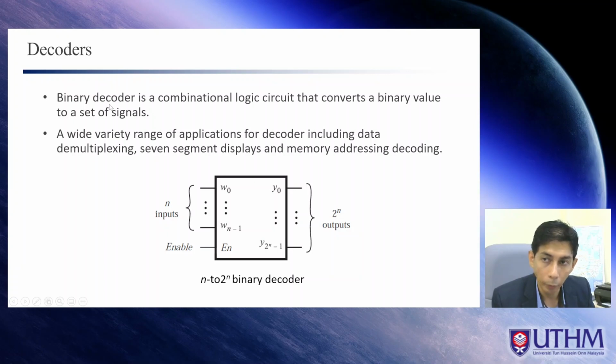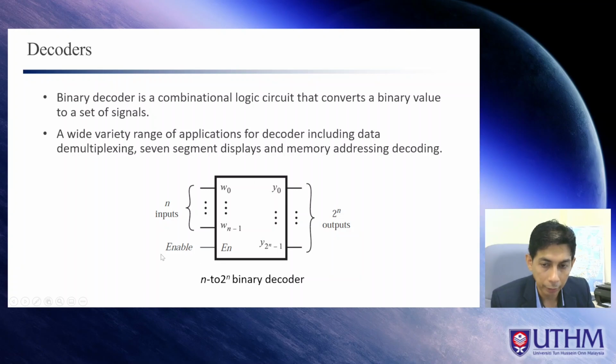The binary decoder is a combinational circuit that converts a binary value to a set of signals. This is the general graphical symbol of the decoder, where we have n inputs and 2 to the power of n outputs. For example, if n equals 2, the output must be 4. And if n equals 3, with 3 inputs, your output must be 8.